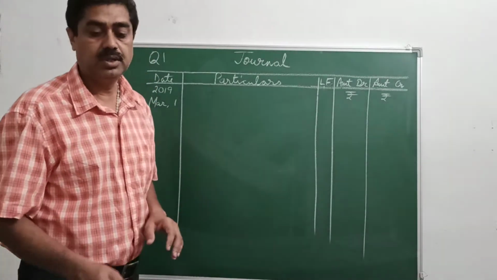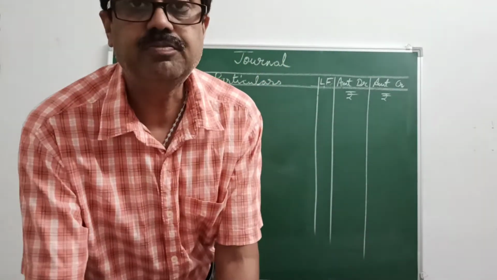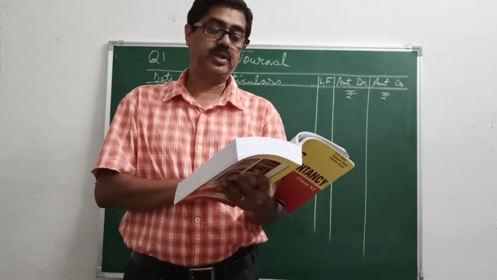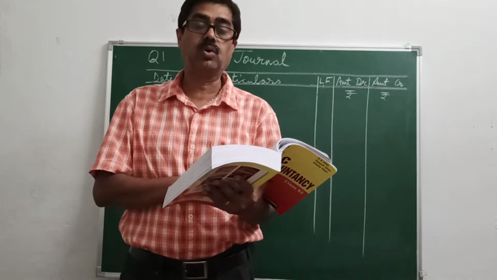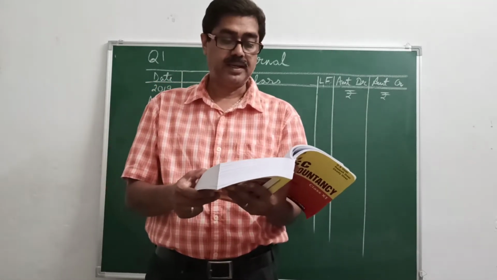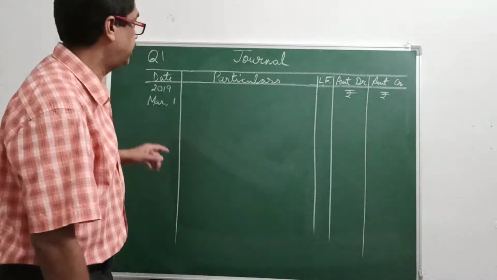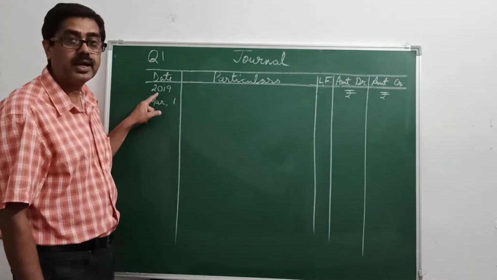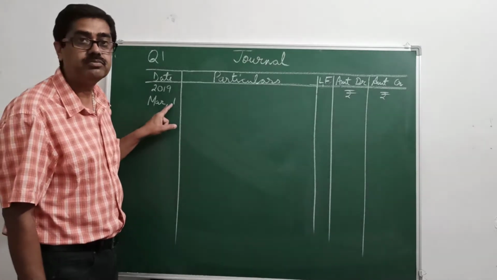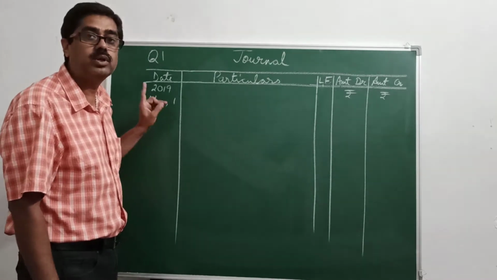Now take question number 1 of the journal chapter on page 5.61. Enter the following transaction in the journal of Manohar Lal and Sons. The year is given 2019 and the first transaction is on March 1st. So the first thing is to write the date, year first, and next line March. You can use the abbreviation MAR, comma 1, and you will not repeat the month March on that page again and again, only write the date.